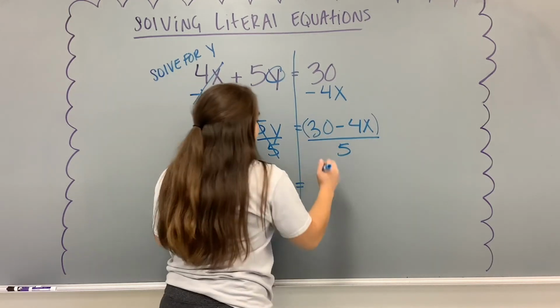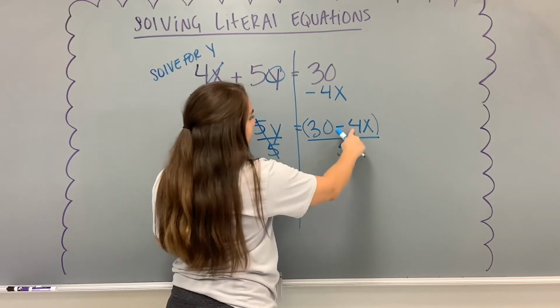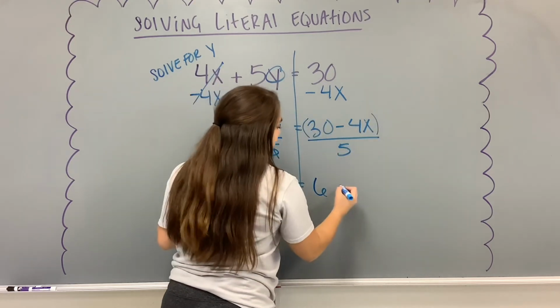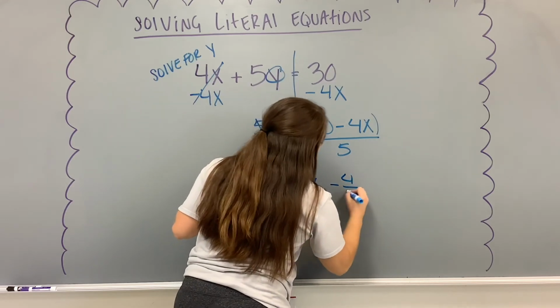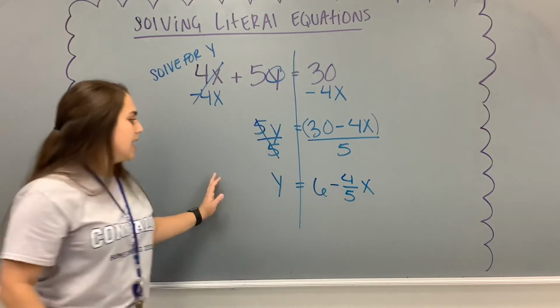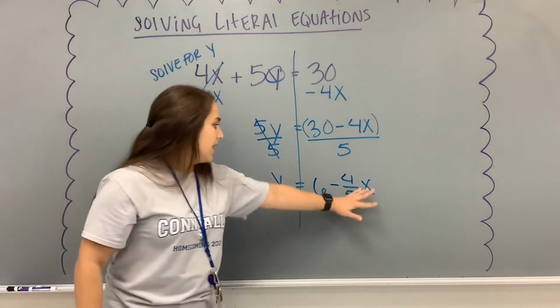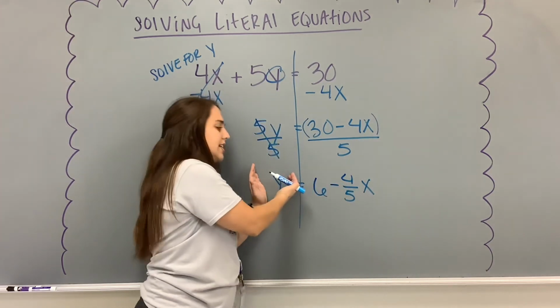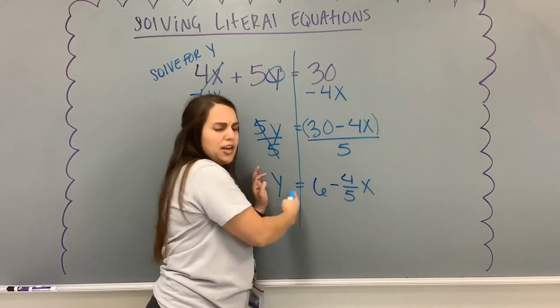So 30 divided by 5 is 6. Negative 4 divided by 5, remember I consider this a negative 4, doesn't do anything, it's a fraction. Negative 4 over 5, x. And we solved for y. So yes, this doesn't give us an exact answer, but it gives us a basic idea of what y would be if we were looking for it.